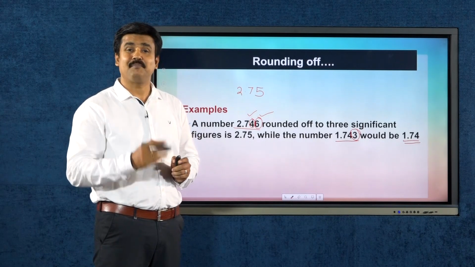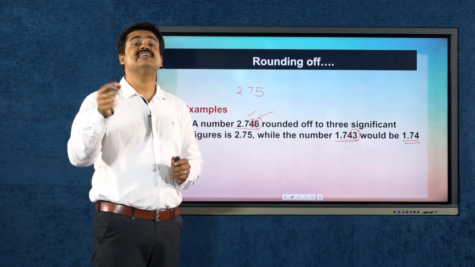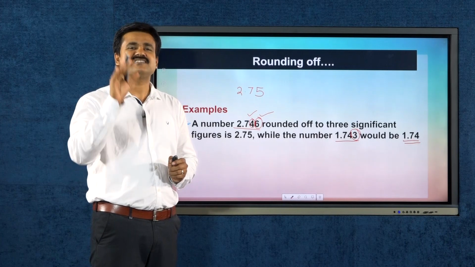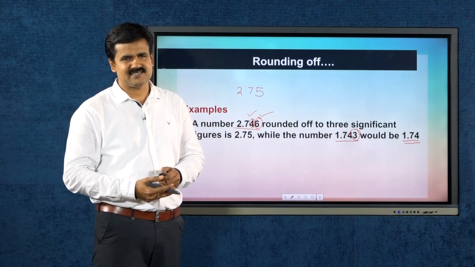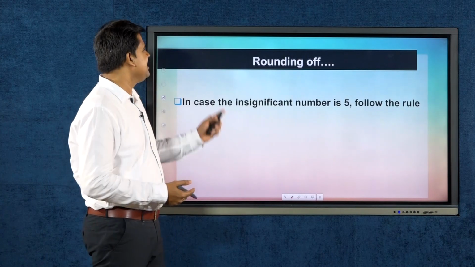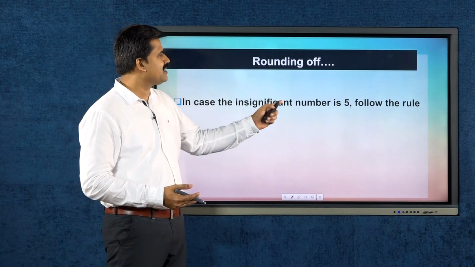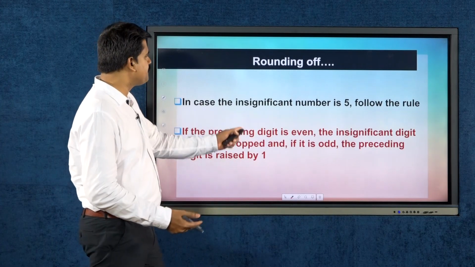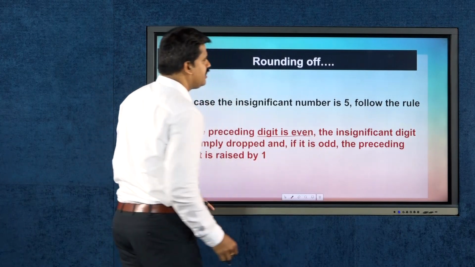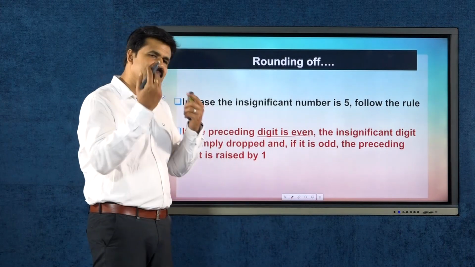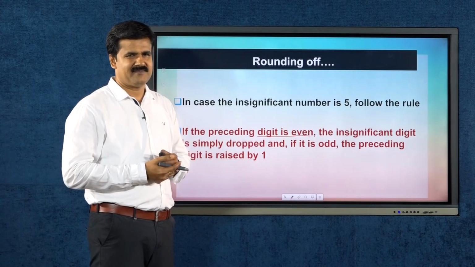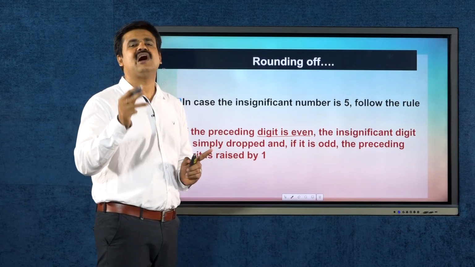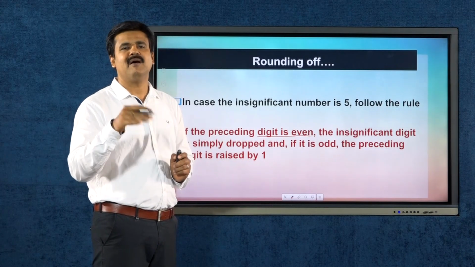Now a question may appear in front of you. If the insignificant number is 5, not greater than 5 or less than 5, if it is exactly 5, what will be the procedure? Your answer is here. In the case the insignificant number is 5, you have to follow this rule. What is that rule? If the preceding digit is even, the insignificant number is simply dropped. The 5 can be dropped. And if the preceding number is odd, you have to increase the preceding number by 1.